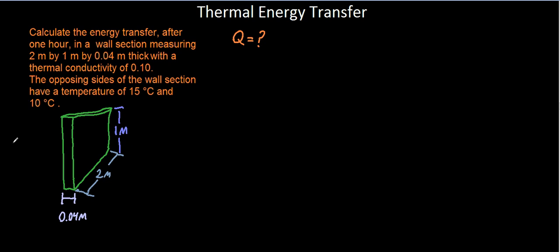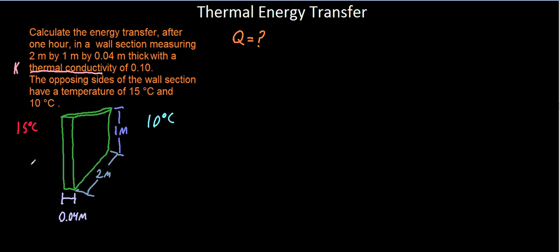And on one end of the wall, it says it's 15 degrees Celsius. And on the other end of the wall, it says it's 10 degrees Celsius. And we'll draw the hotter side as red and the colder side as blue. And of course, this wall has some thermal conductivity, which we'll call K, of 0.10.